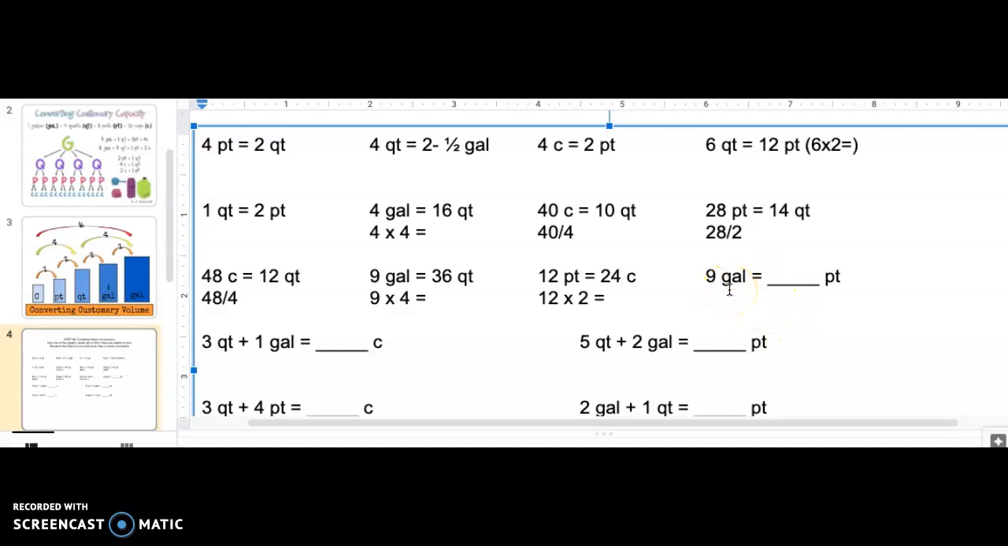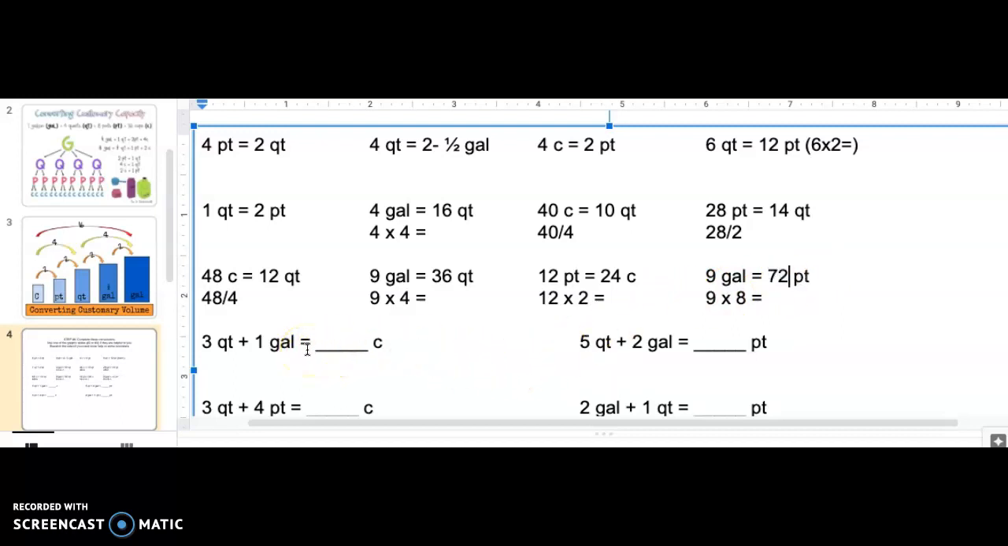9 gallons is how many pints? 9 gallons, pints, okay. How many pints are going to be in 1 gallon? 2, 4. 8 pints are in 1 gallon. So how many are in 9? I'm going to multiply each of those gallons by 8 because each of those gallons has 8 pints in them, and I would get 72 pints.